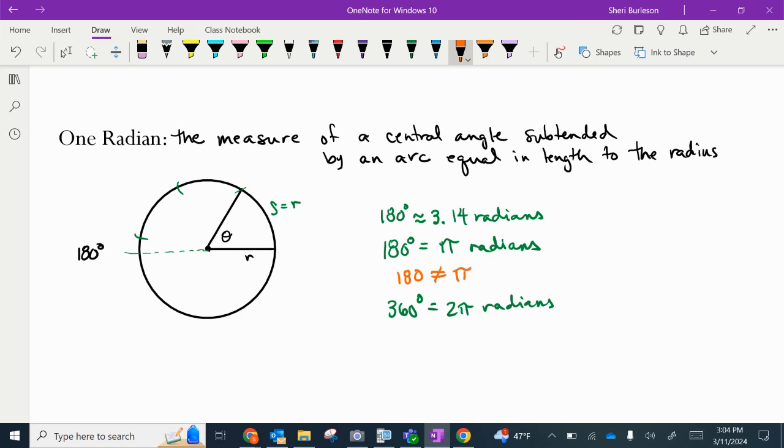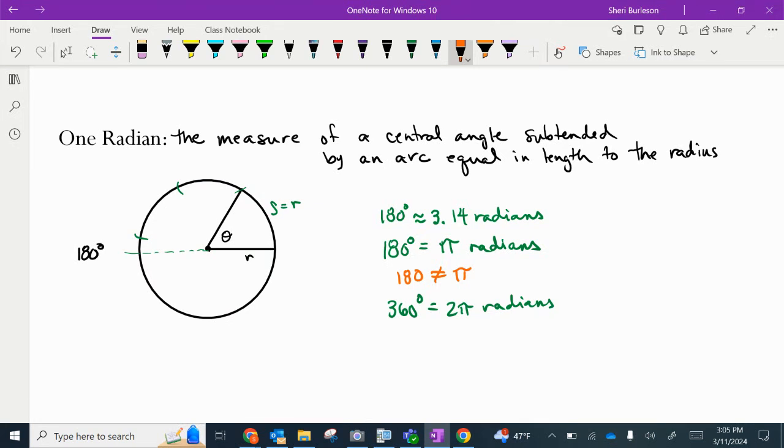180 does not equal pi. Pi is approximately 3.14159, etc. That is not 180, and that is not anywhere near 180. Just like 12 doesn't equal 1, but 12 inches equals 1 foot. So with the units of measure, this is a true statement. This is not, don't say 180 equals pi. That's not true. But 180 degrees equals pi radians, okay? Does that make sense?